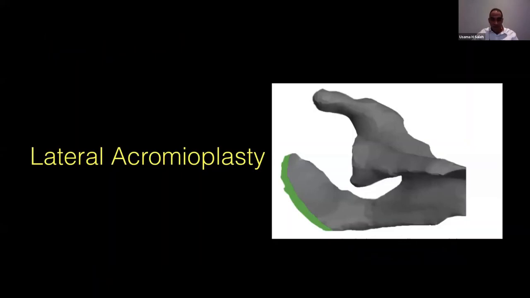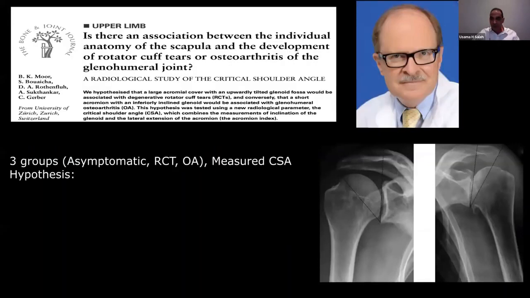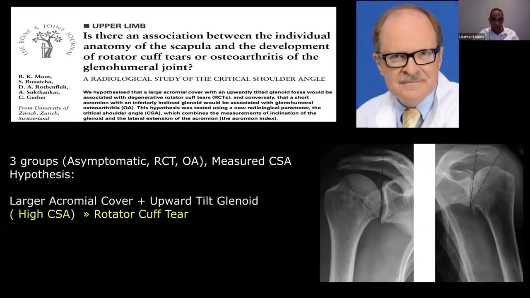The second point, what about the lateral acromioplasty? It's a new trend nowadays, and people keep talking about this a lot. So the story started in 2012 when Christian Gerber looked at two types of his patients, patients with rotator cuff tendinopathy and rotator cuff tear, and patients with osteoarthritis, and compared these two groups of patients to an asymptomatic normal population.